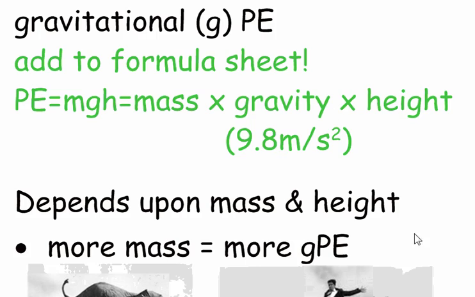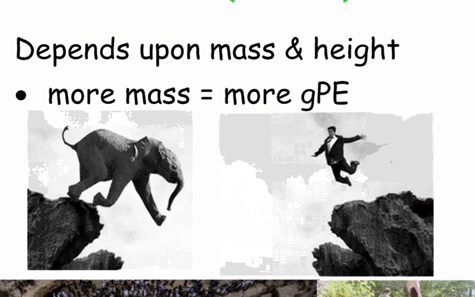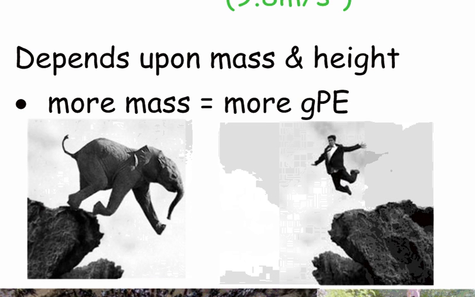So we can see that gravitational potential energy actually depends upon the mass and the height. So if we take a look at this picture here, the more mass you have means we have more gravitational potential energy. So this one we have more potential energy because this one has a lot more mass, right?